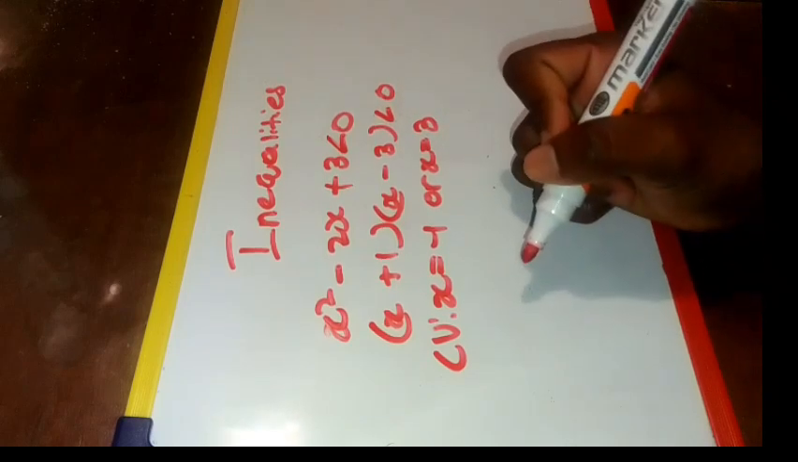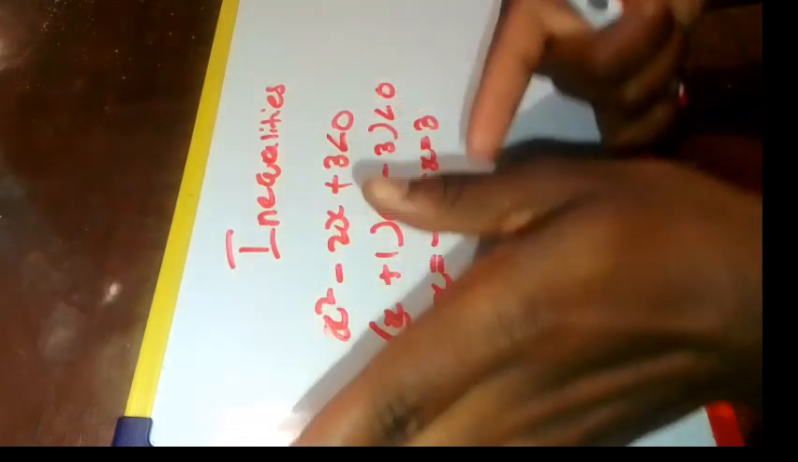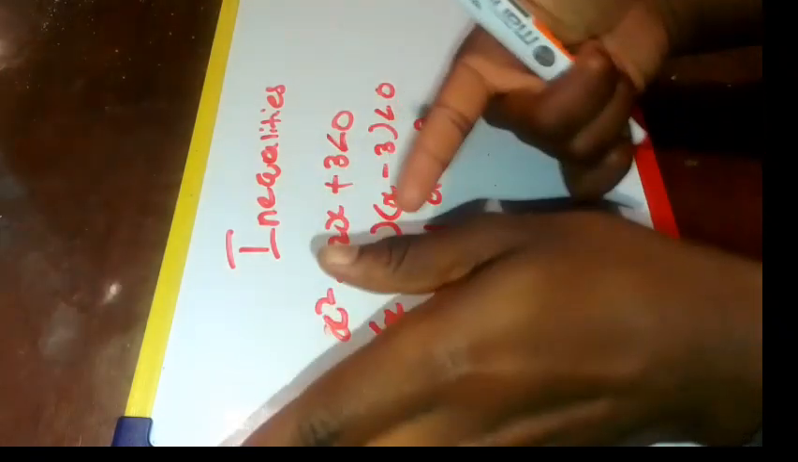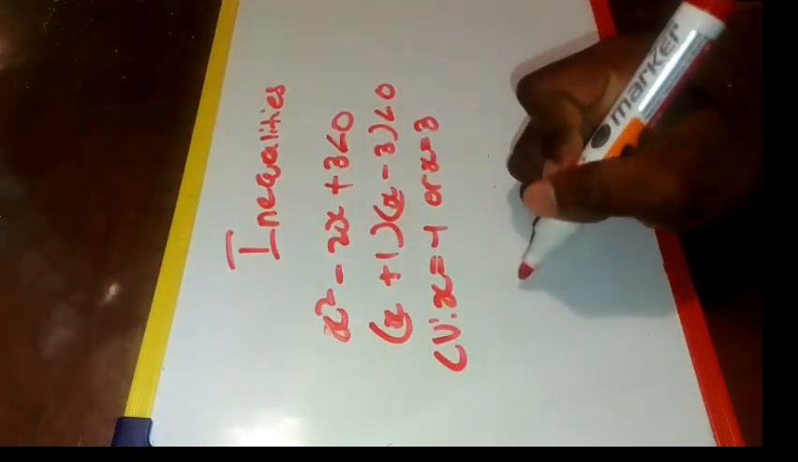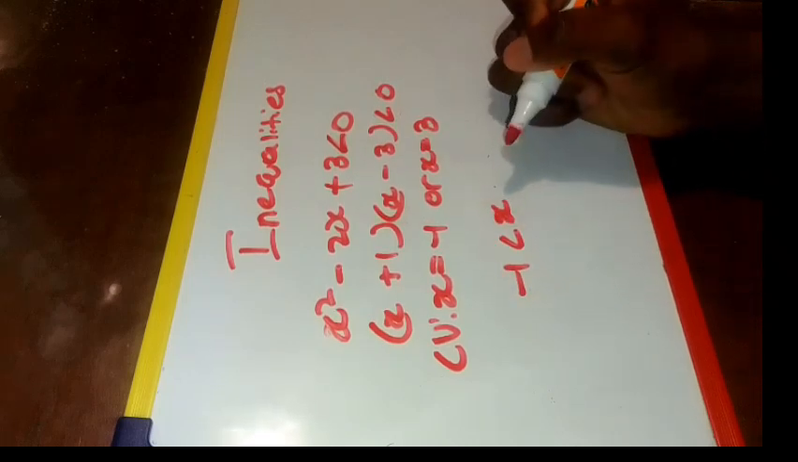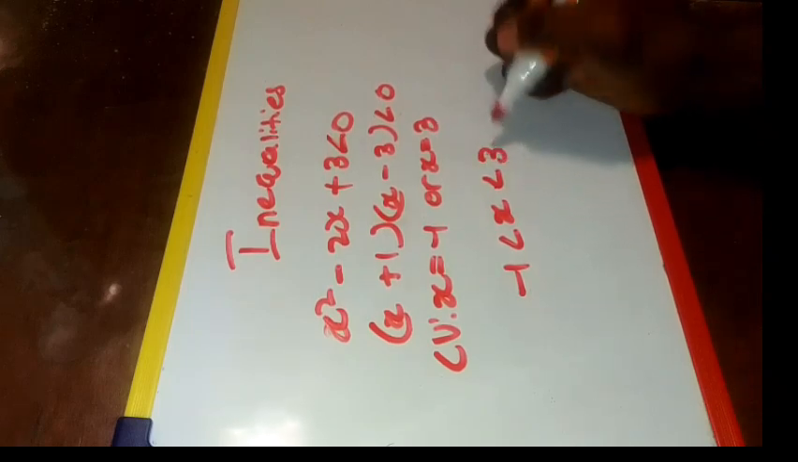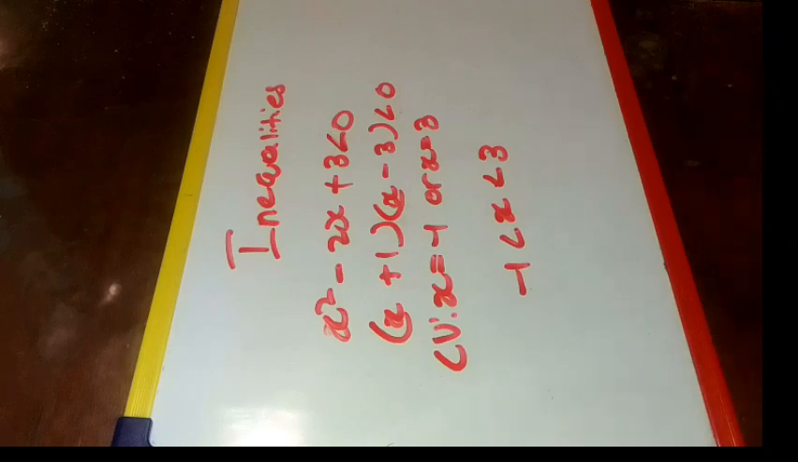Then if it was less than 0 now, that means it's like this, right? It's that side. So it's going to be -1 is less than x, and x is less than 3, meaning it's in the middle.